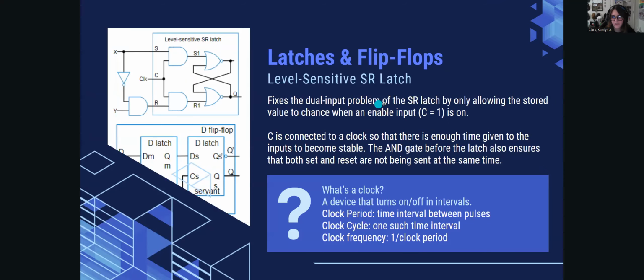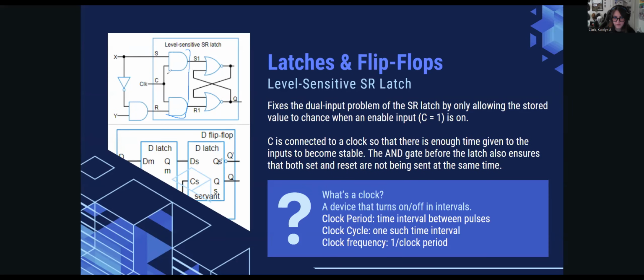So to fix this, we have level sensitive SR latches where there is a clock. Right here, the CLK means clock. And when the clock is enabled on, that tells the system, store this value. So there's enough time given to the inputs to become stable, meaning they won't oscillate, go back and forth. And then there are these 2 AND gates here. So the clock has to be on for the value to go through. So for R or S to go through, this clock has to be on.